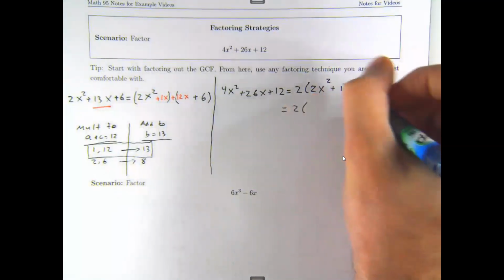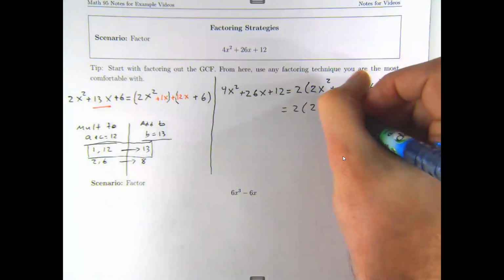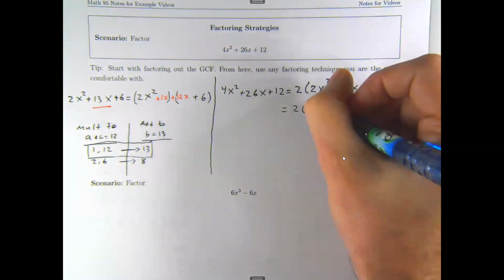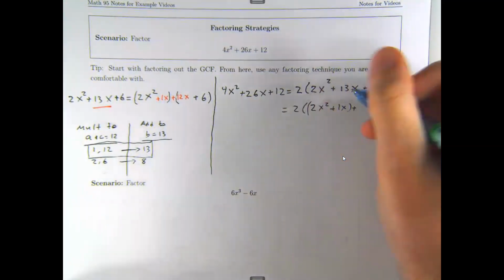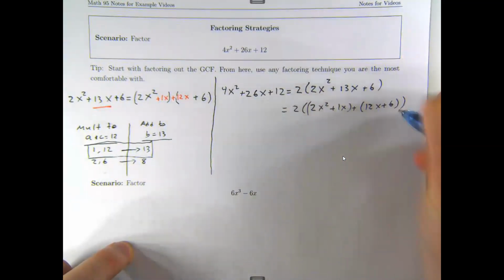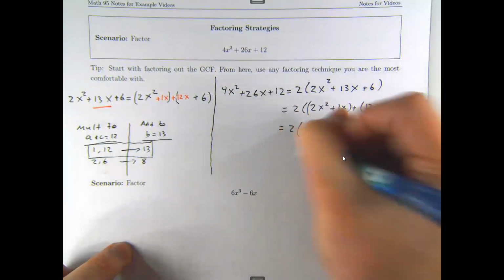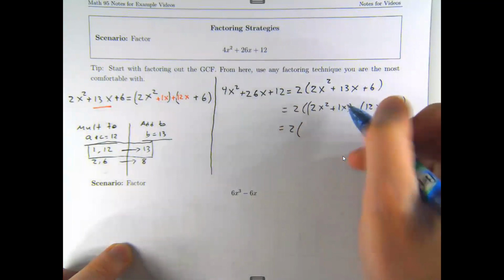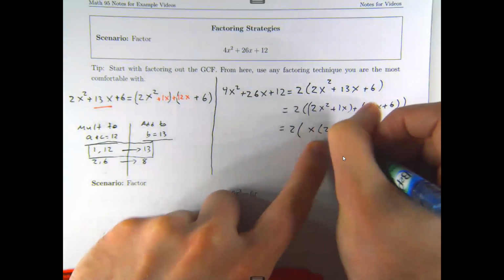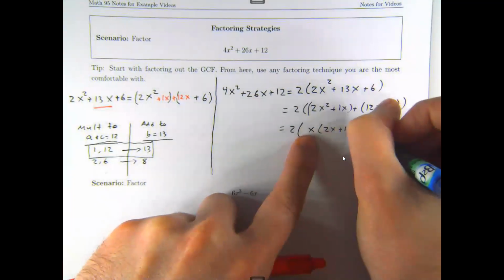So this 2x squared plus 13x plus 6, I've got 2x squared with 1x plus, and this is all inside of parentheses, 12x plus 6. And I'm just going to keep working on that inside. So 2x squared and 1x, these have x in common. 2x times x gives me 2x squared. 1 times x gives me 1x.